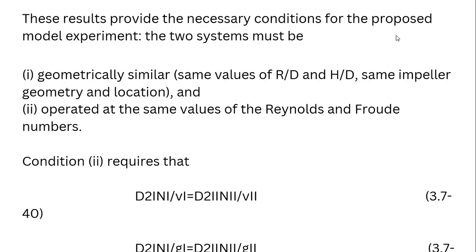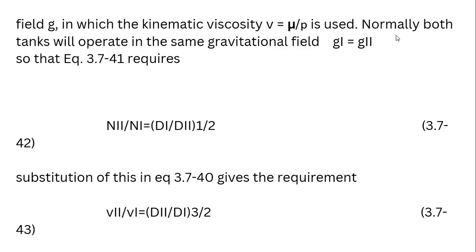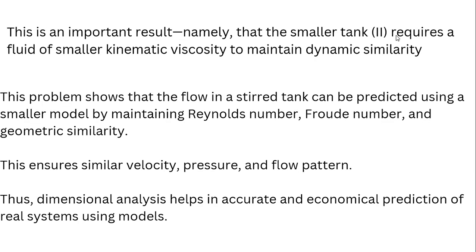So the result provides the necessary condition for the proposed model experiment. The two systems must be geometrically similar. They operate at the same values of the Reynolds number and Froude number. As the conditions are, we can see over here, equations 3.742 and 3.743. And this is important for a reason, namely that the smaller tank needs a fluid of smaller kinematic viscosity to maintain dynamic similarity.